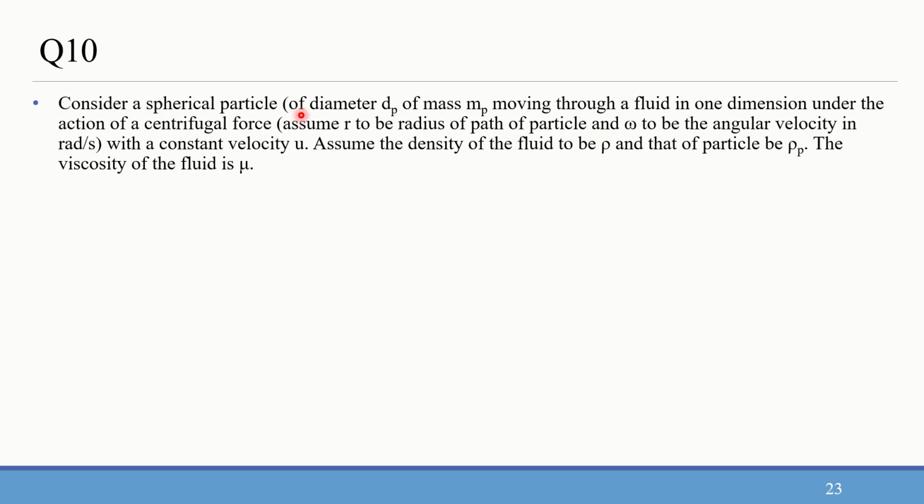Consider a spherical particle of diameter dp of mass mp moving through a fluid in one dimension under the action of centrifugal force. Assuming r to be the radius of path of the particle and omega to be the angular velocity in radians per second with a constant velocity u. Assume the density of the fluid to be rho and that of the particle to be rho p. The viscosity of the fluid is mu. The centrifugal force acting on the particle is dash.